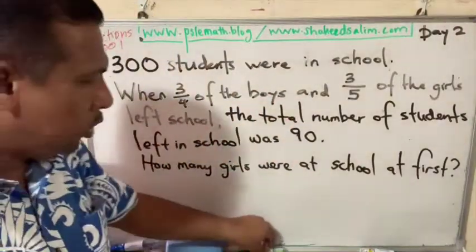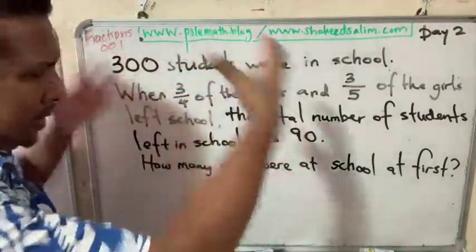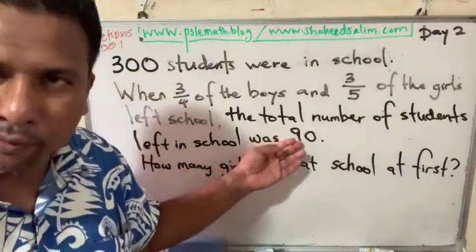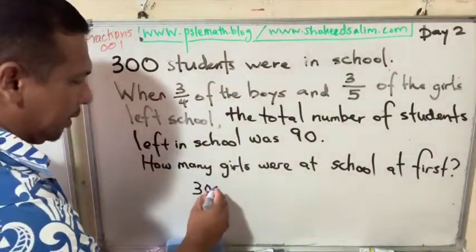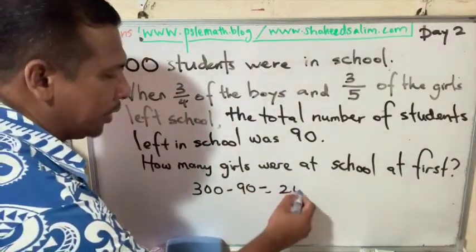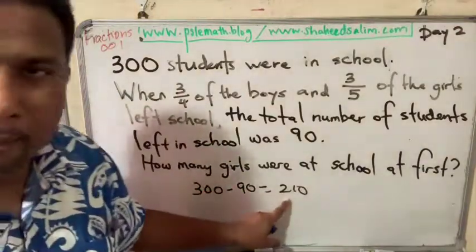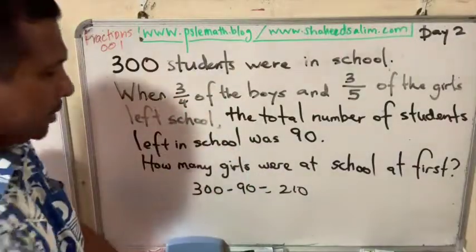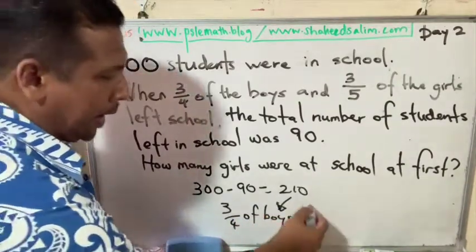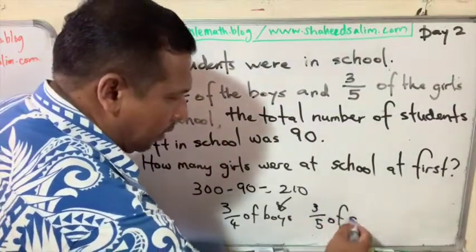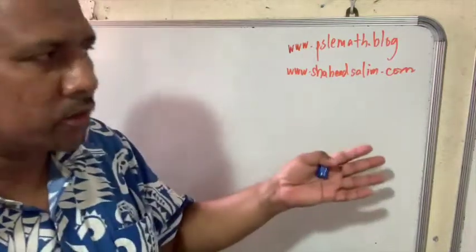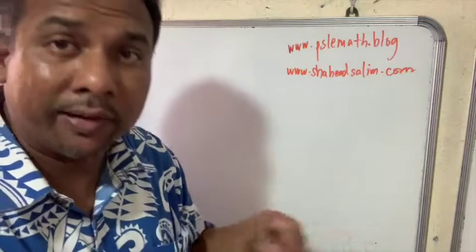When you read this question, what you need to do is make sense of what the question is saying. You get a big picture. Now, if 300 students were at school in the first place and you have only 90 left, we can say that the number of students who left school, boys and girls, is 300 minus 90, which is 210 students. This is made up of 3/4 of boys and 3/5 of girls. Now we do not know how many girls or boys there are in school at first. Whether the number of boys is greater than the number of girls, we don't know.